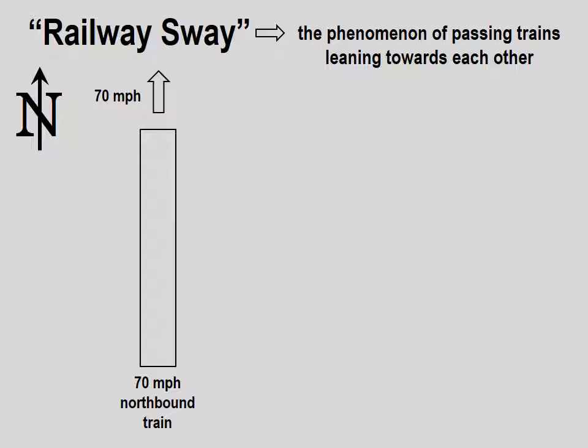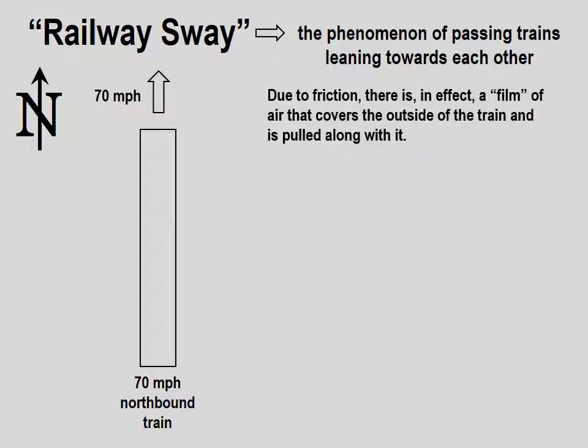Railway sway is the phenomenon of passing trains leaning towards each other. I'm going to try to explain this in a way that relates what we've learned about Bernoulli's principle to what we all can kind of understand. Let's say we have a train that's going 70 miles per hour north.